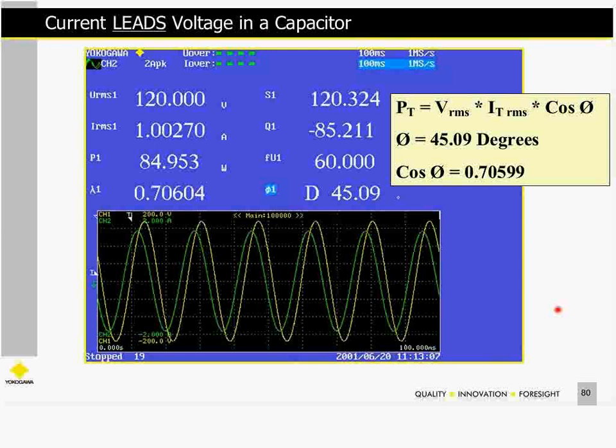In a capacitor, the current is going to lead the voltage. Now here my green waveform is the current. In time, it's leading the voltage. Similar type setup, I'm using D to indicate that it's a leading phase angle. The phase angle was 45.09 degrees. Cosine of that is 0.70599, basically what the power meter read.